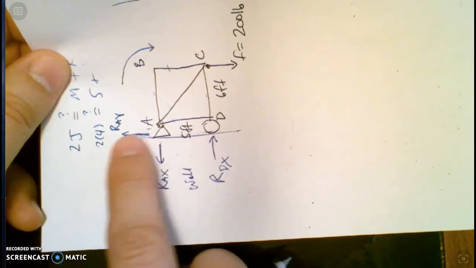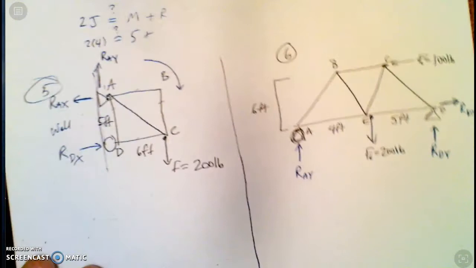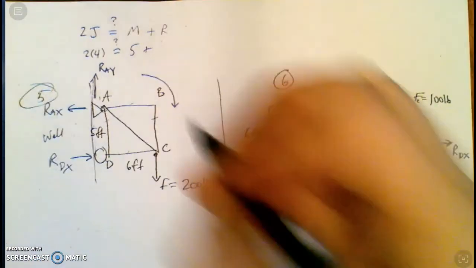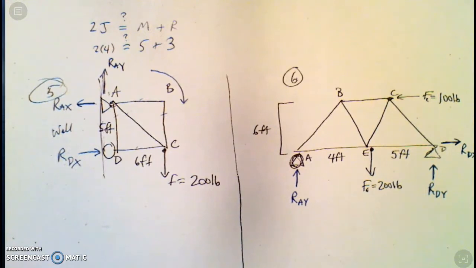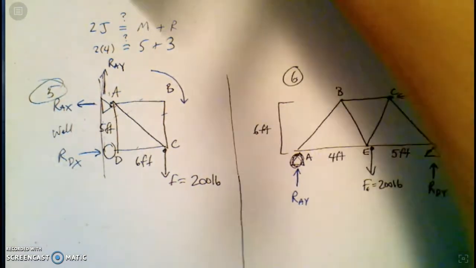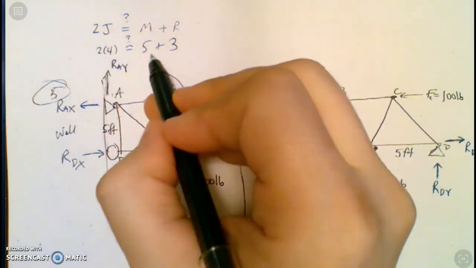But I think you'd get the left and the up here. You might have gotten the wrong direction, but once again, there's a trick for that. And you'll see later, you just get a negative. If you ever get a negative answer, you just drew your arrow wrong. All right, so does 2 times 4 equal 5 plus 3?